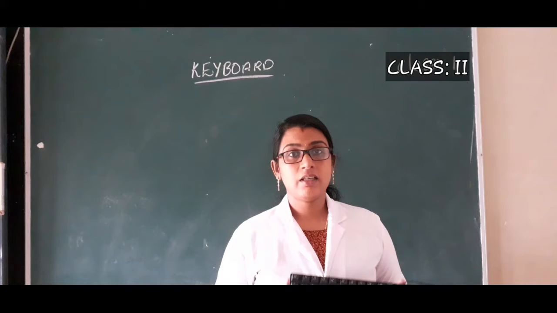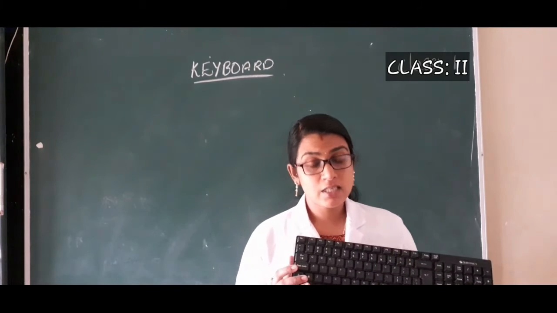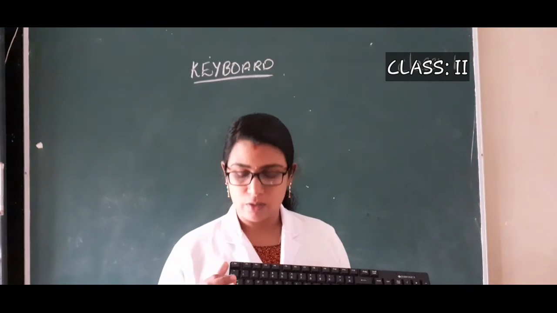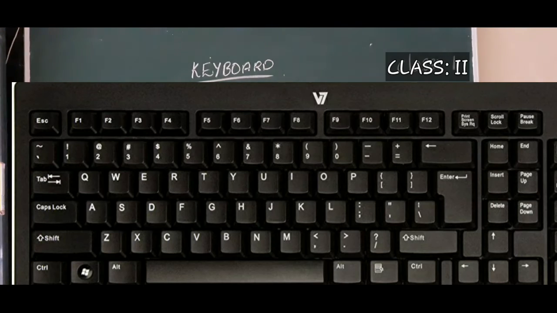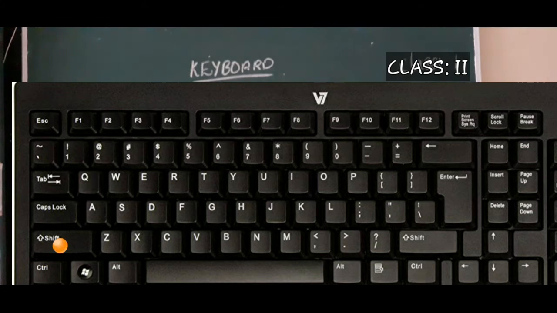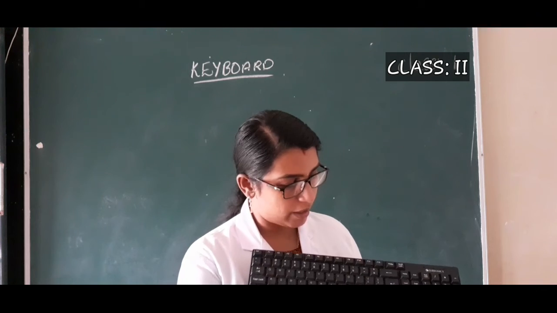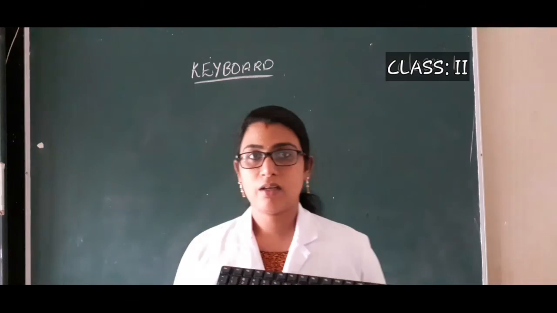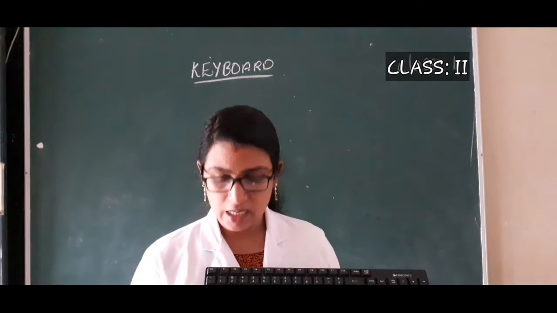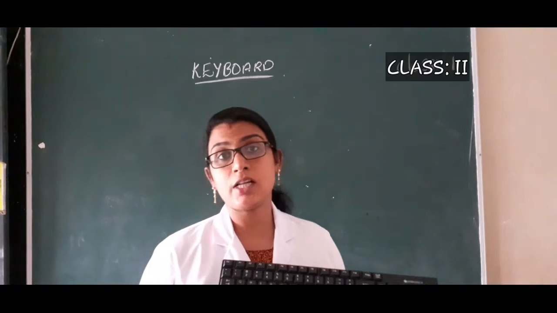Then you can see some other keys also. Look here, this key is known as the tab key, this is the caps lock key, and this is the shift key, control key, Windows key, alt key, space bar key. Likewise, different keys are given here. These keys are known as special keys.